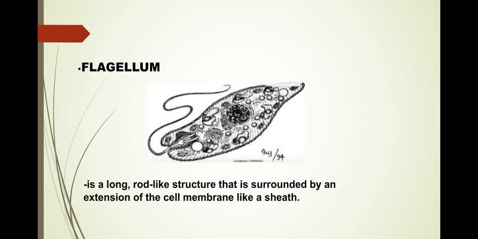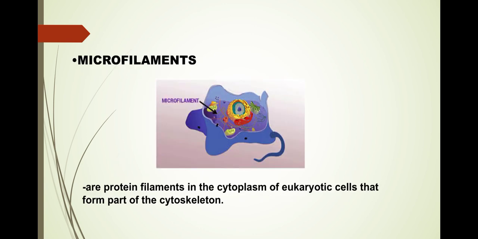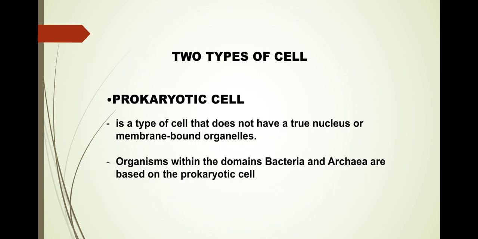And next is flagellum. Flagellum is a long rod-like structure that is surrounded by an extension of the cell membrane like a sheath. And next is microfilaments. Microfilaments are protein filaments in the cytoplasm of eukaryotic cells that form part of the cytoskeleton.